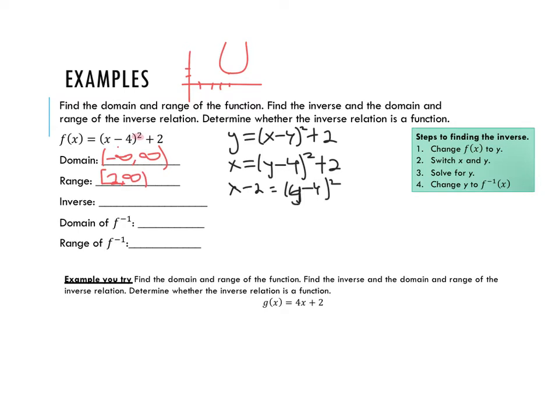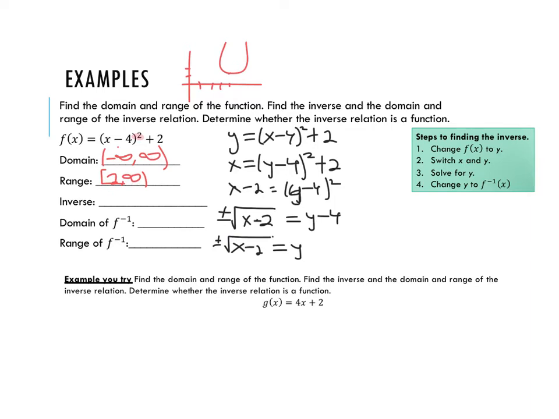And we're going to square root both sides. Remember, when you solve by square roots, you have to have a plus or minus in your final answer. And now we add 4 to the other side. So we'll have plus or minus the square root of x minus 2 equals y. The last step is to change that y to an f inverse of x.